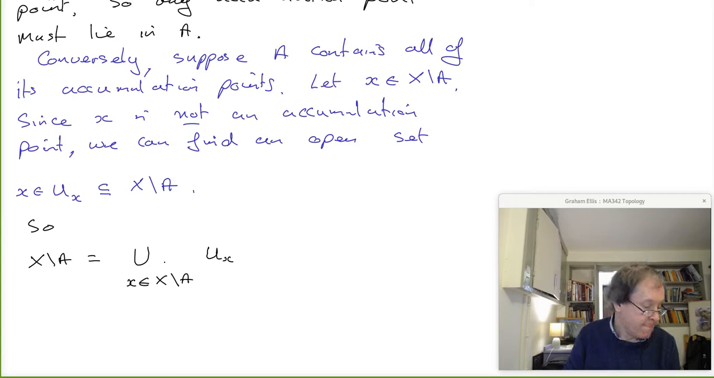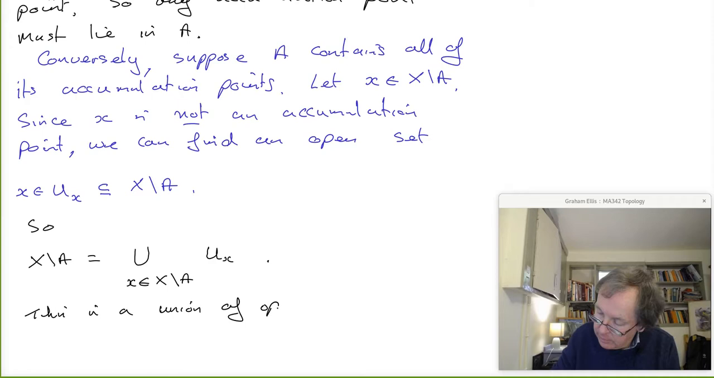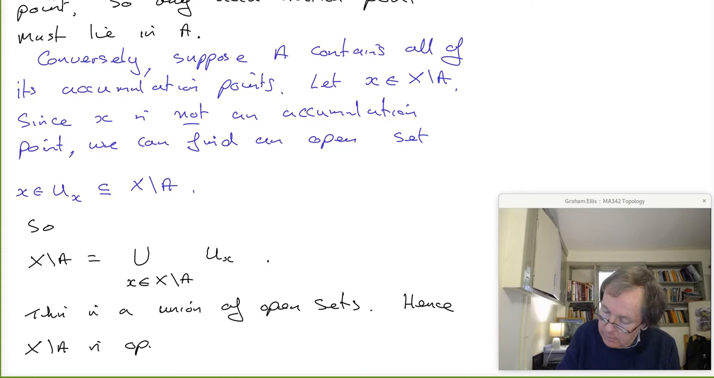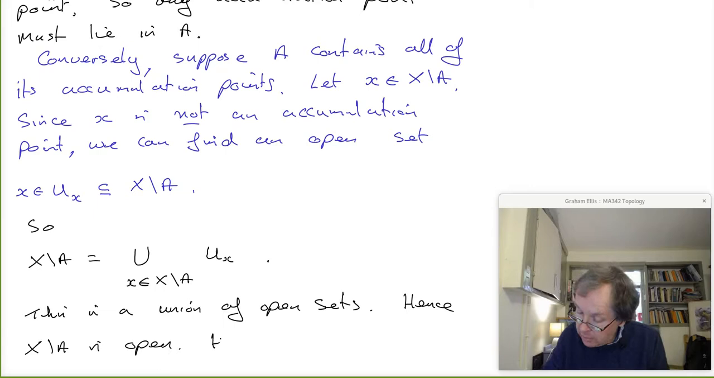But what does that mean? Each U_X is open, so this is a union of open sets. What do we know in a topological space? A union of open sets is open. But what's our shorthand for saying that the complement of A is open? If X minus A is open, another way of saying that is to say that A is closed. And that's the proof done.